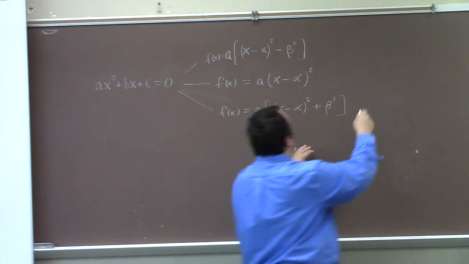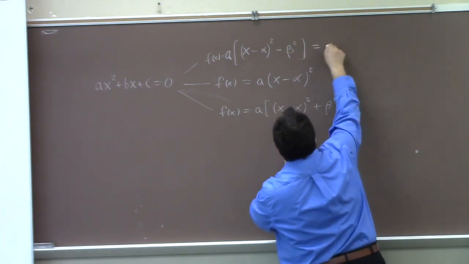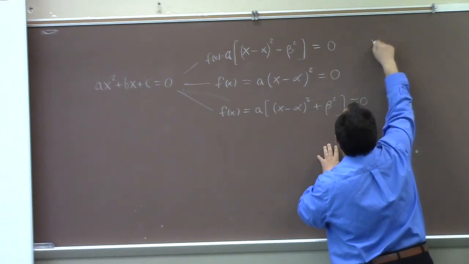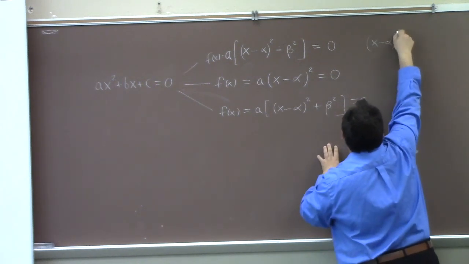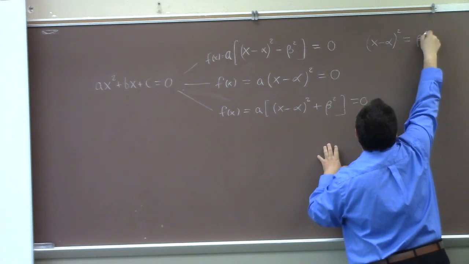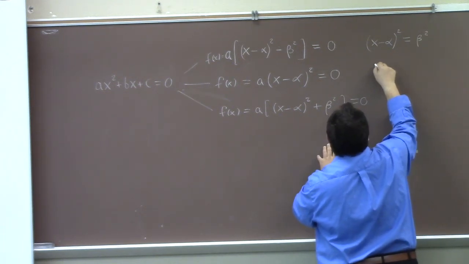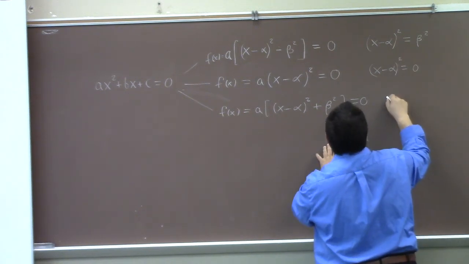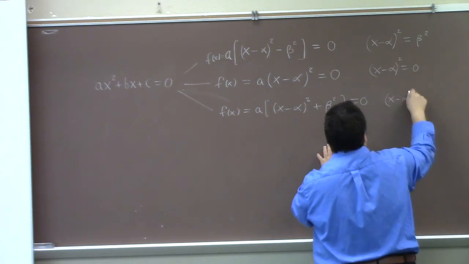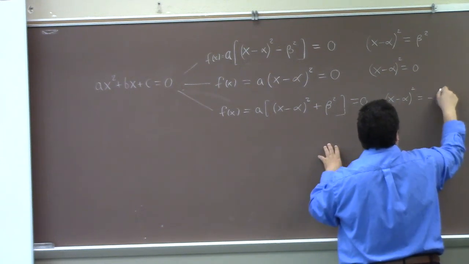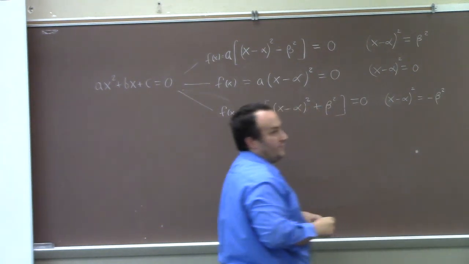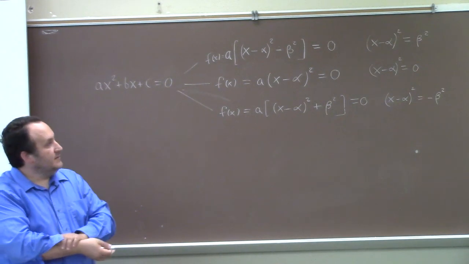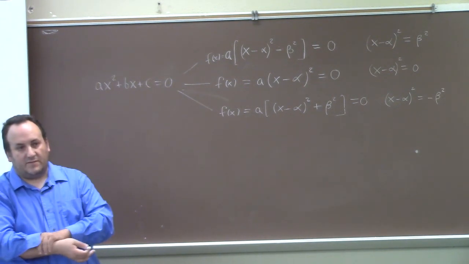So when you set this equal to 0, you end up with the problem (x minus alpha) squared equal to beta squared. This one, you end up with (x minus alpha) squared equal to 0. This one, you've got (x minus alpha) squared equal to minus beta squared. So like the top two, you just take the square root of both sides, and you get x is alpha plus or minus beta.